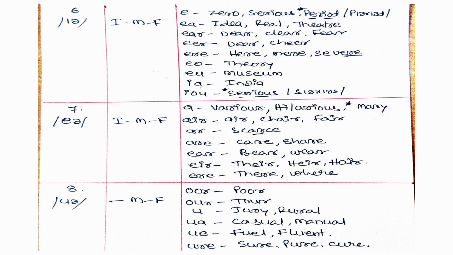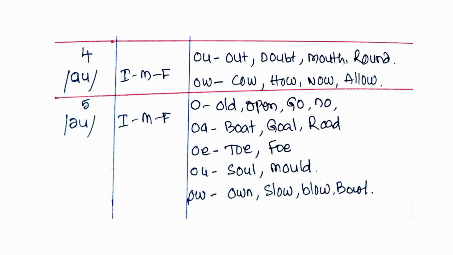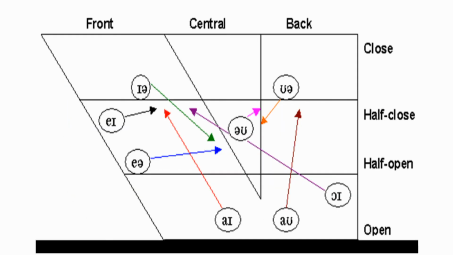Now, let's move on to the next diphthong. Yes, EAR. This blue line, blue arrow. EAR. A front vowel at half open position. An unrounded vowel. To R, that is centralized front between half closed and half open. Yeah, please note down the description.